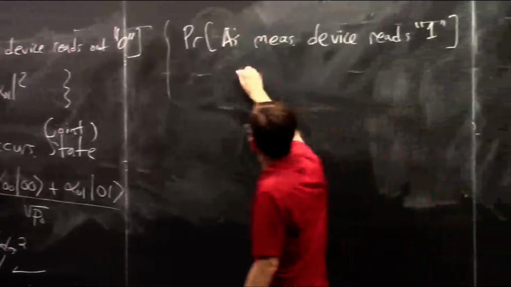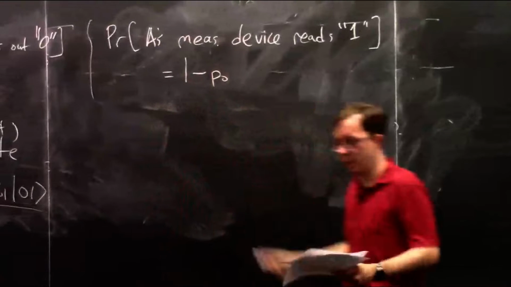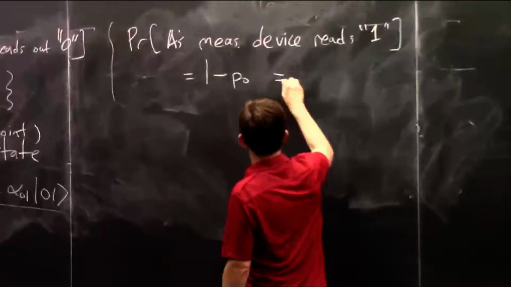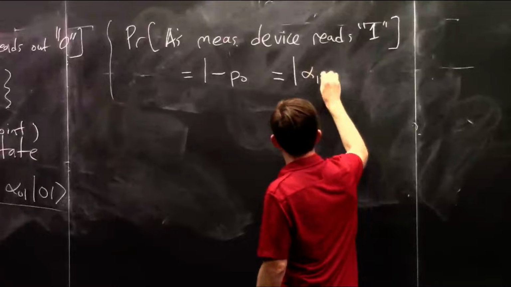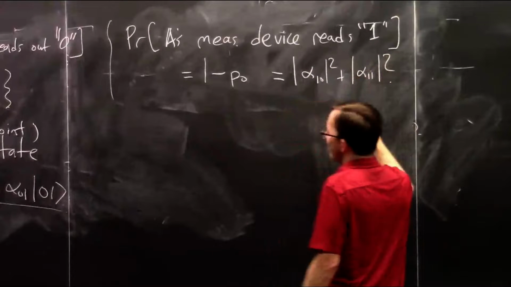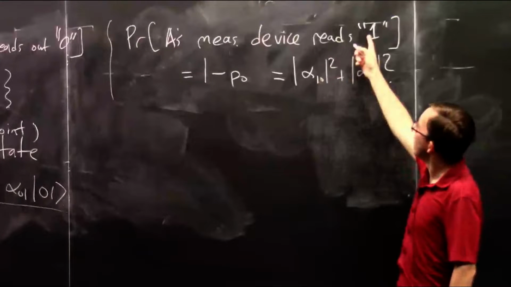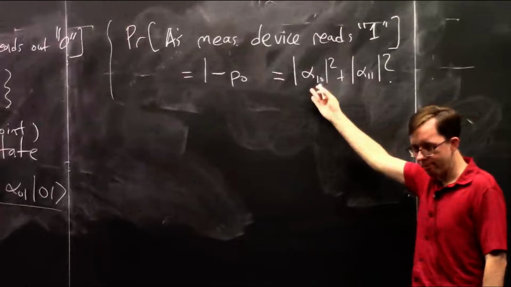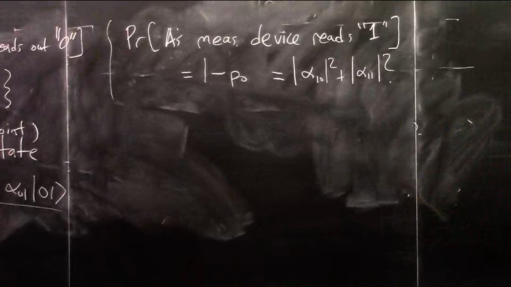So it kind of must be the case that this is 1 minus P0, because how could it be otherwise? But in particular, this can also be achieved by following the same rule. In other words, it's alpha 1,0 magnitude squared plus alpha 1,1 magnitude squared. Here what I did was I took all the basis states that were consistent with Alice having 1, which are 1,0 and 1,1. I took out the amplitudes, I squared them, and summed them up. Okay?